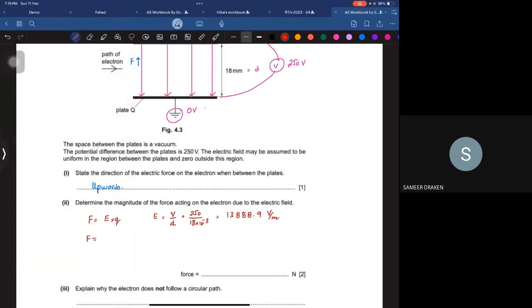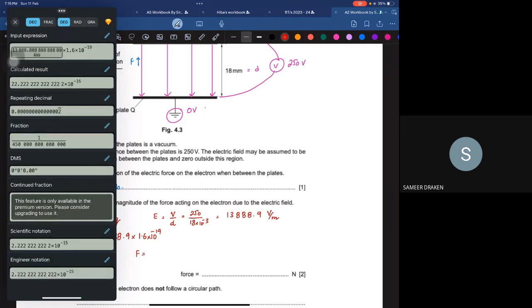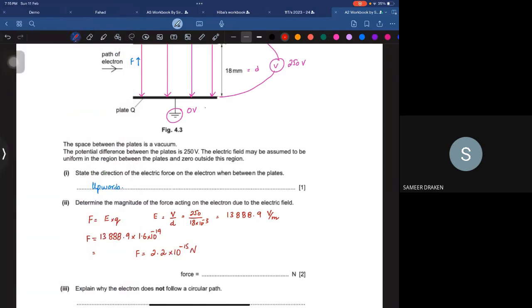Now we have to find the force. We're going to add this right here: 1388.9 times the charge on an electron, which is 1.6 times 10 raised to minus 19. That gives us a value of force as 2.2 times 10 raised to the power minus 15 newtons. And that's how I'm going to do this.